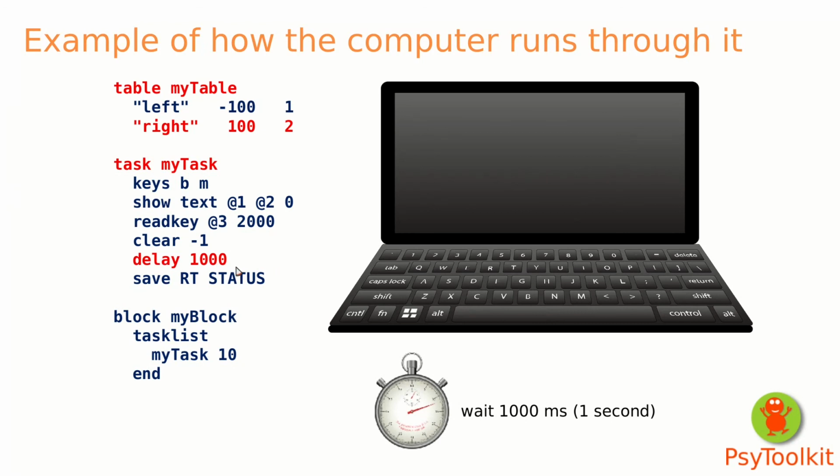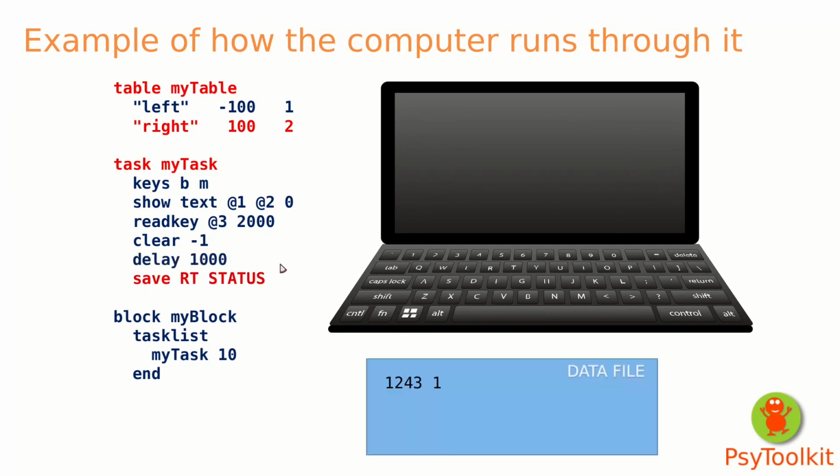Then it says, okay, let's wait for 1 second or 1000 milliseconds. Time in PsyToolkit is always specified in milliseconds, so it waits 1 second. And then it saves these variables that were created by the read key instruction. RT is an important variable, reaction time in milliseconds, and status. That is 1 for a correct response, 2 for a wrong response, and 3 for a timeout. I will show that again on another slide here. All right, and it saves that in the data file, and then it goes on.